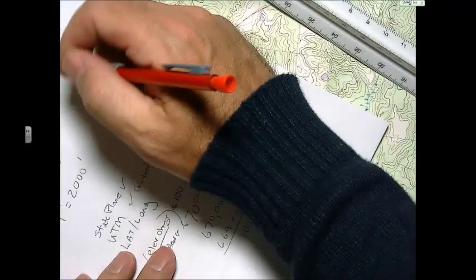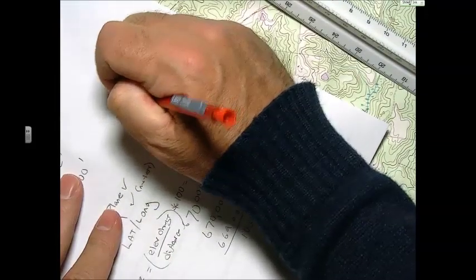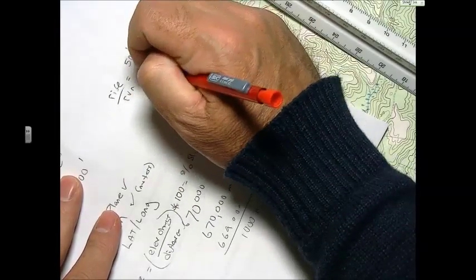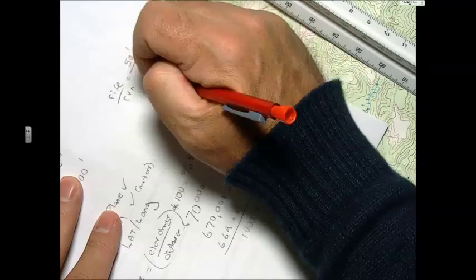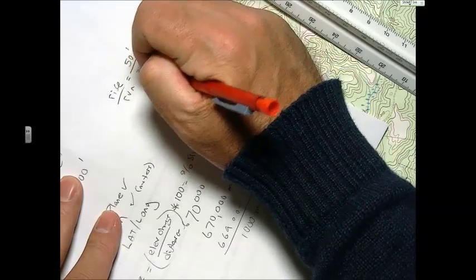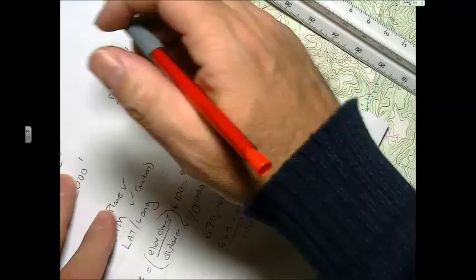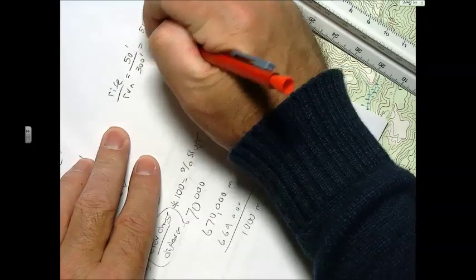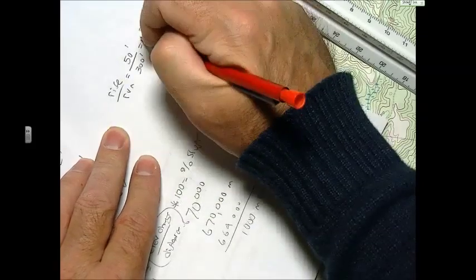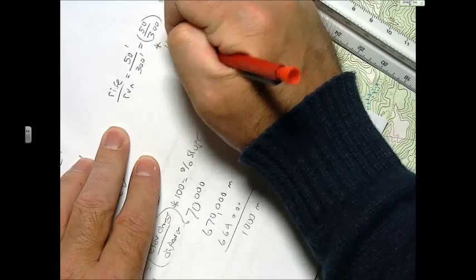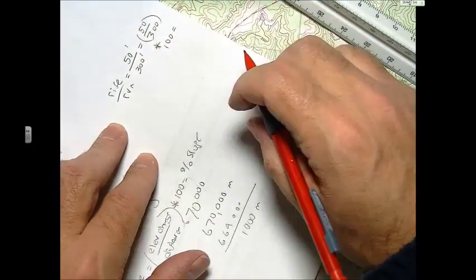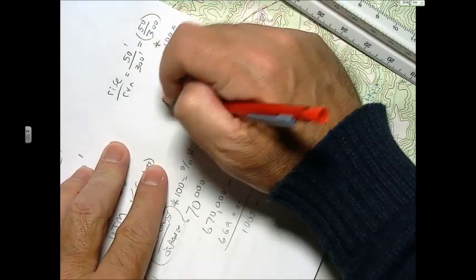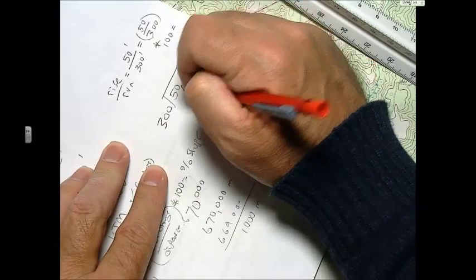So getting back to our formula, rise over run. We know the rise is 50 feet because between those two dark contour lines is 50 feet. And we know the run was 300 feet. If we do the math, and I don't have my calculator, it's 50 divided by 300 times 100. I feel silly because I don't have it. It's probably an easy calculation.